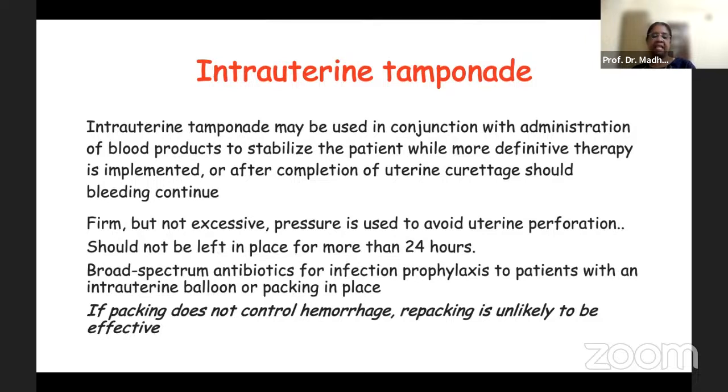Remember one thing, if packing does not control the hemorrhage, repacking is unlikely to be effective. This is very, very important. I have also seen in bigger institutes, when they remove the pack there is pouring, and then people repack. No, there is no use of repacking. Think of alternative measures to control the bleeding.